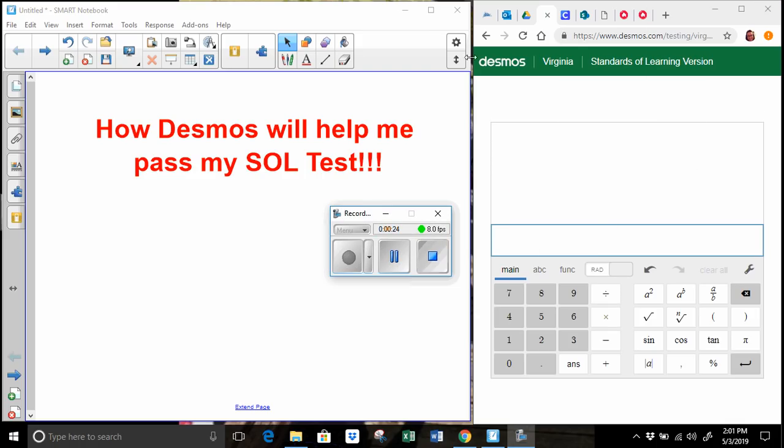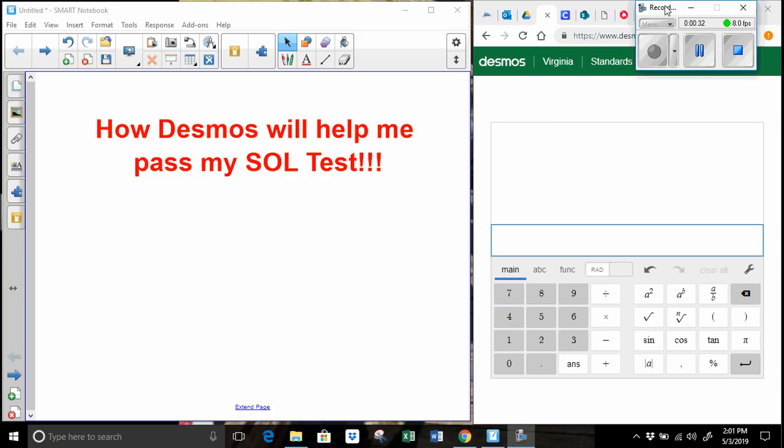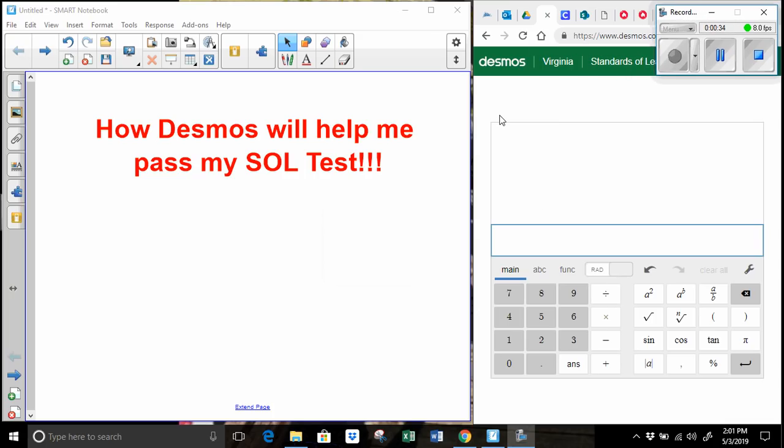Now, your Desmos calculator will say Desmos, and we need the Virginia Standards of Learning version. That's the version that you will use. So whenever you're not taking your SOL test and you want to have access to Desmos, you can get to it going through Clever. And when you scroll down on Clever, you'll notice that there are different Desmos calculators that you can click on. The one that you're going to be most interested in is the scientific calculator, since that's the one you would be able to use on your SOL test.